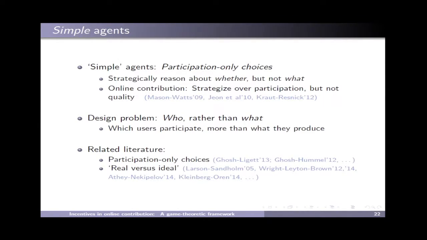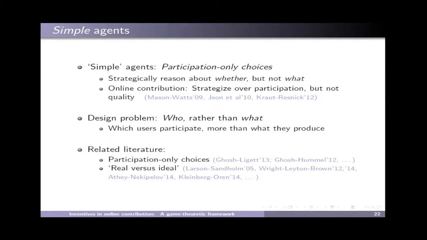And what happens when you think about systems like this is that the economic or mechanism design problem, the game-theoretic problem, really changes very strongly in its nature. What happens is that the design problem becomes a problem of who rather than what. Rather than trying to get the most out of the users who you're assuming are participating, you're really trying to design incentives so that the right people choose to participate in the first place.